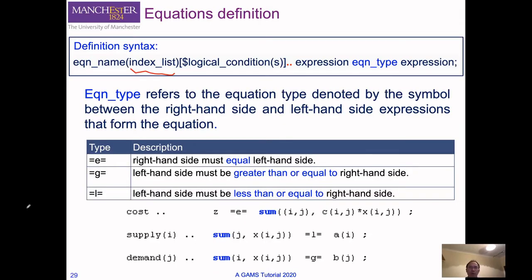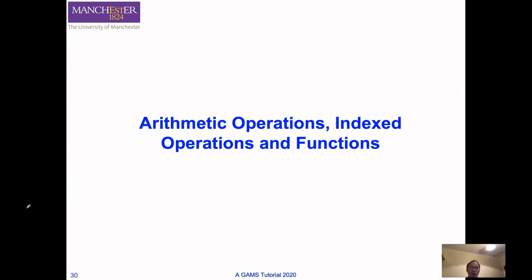Before we go back to GAMS to define equations, we also need to introduce arithmetic operations, index operations, and functions in GAMS. This is because when we define equations in GAMS, we need to use arithmetic operations. Also, we need to perform index operations, and sometimes we also need to use some mathematical functions when we define equations.